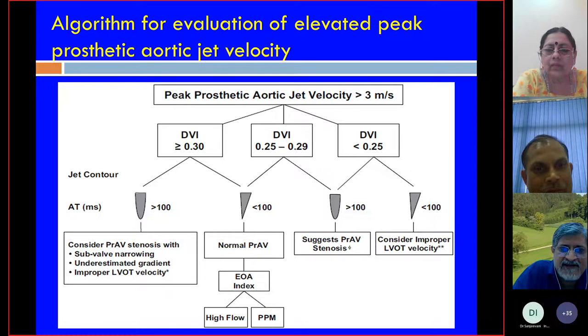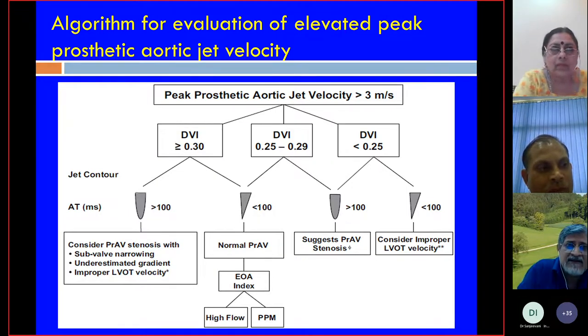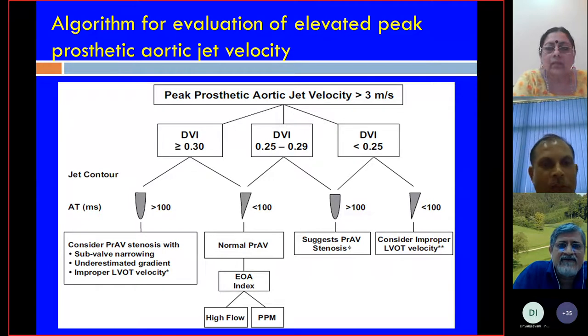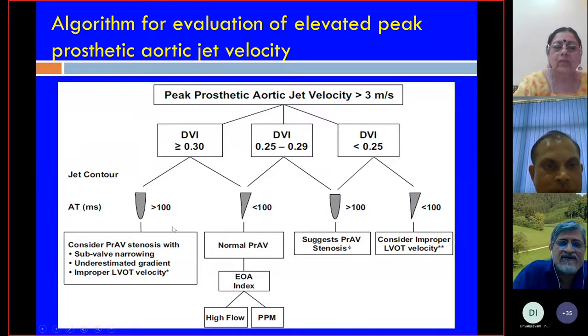Usually it is the peak velocity, the mean gradient, and you can also see the pressure half time in case of severe regurgitation. Otherwise, clinical judgment and other supportive findings will be more reliable. We have given values, but they might sometimes be associated with errors because they are measured in different cardiac cycles.